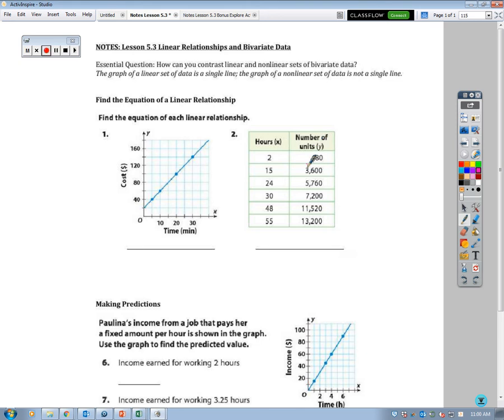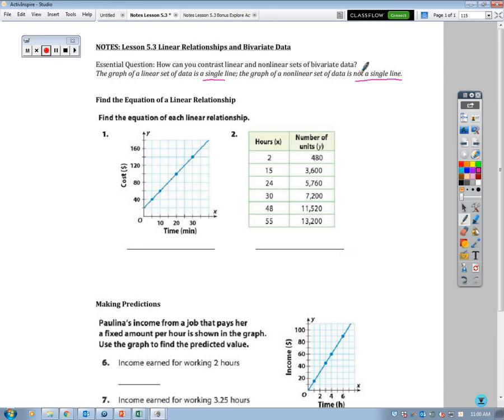Our essential question for this lesson is how can you contrast linear and nonlinear sets of bivariate data? And the answer would be a graph of linear sets of data is a single straight line, right? Whereas the graph of nonlinear data is not a straight line. So if it's linear, it's a straight line. If it's nonlinear, it's not a straight line. Pretty straightforward. And graphing will always be the easiest way to determine that.